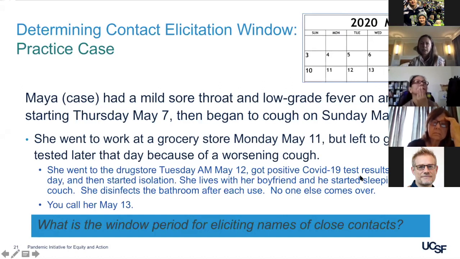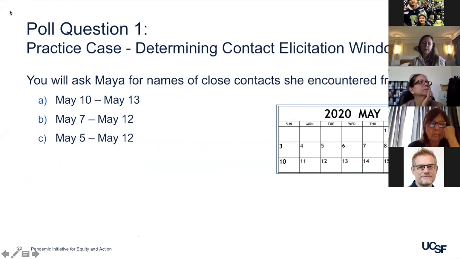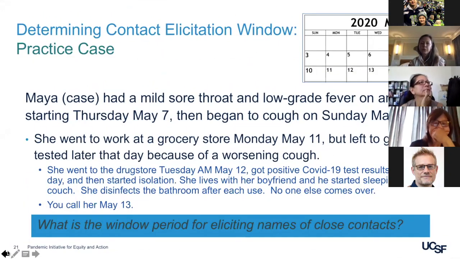So just take a look here. I'm going to ask you a poll question. What is the window period for eliciting names of close contacts? So we want to think about those key pieces of information, the symptom onset date as the piece of information for the beginning, and then the start of isolation for the end. So just take a minute. Let me go back just to give you one more second before I ask you, what is the contact elicitation window for Maya?